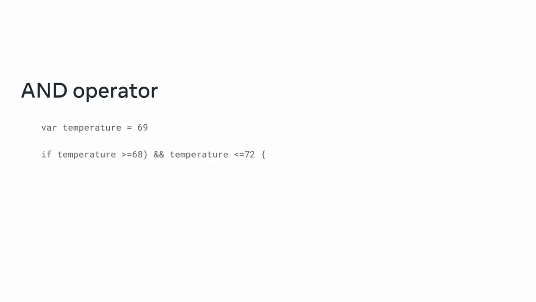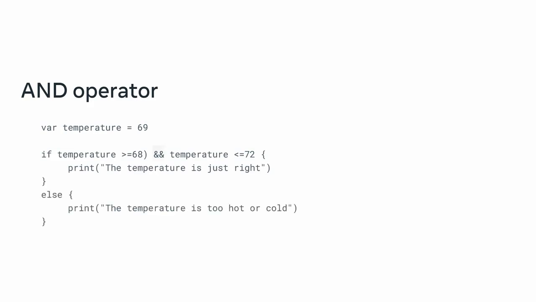Next, you can use the logical AND operator to combine multiple Boolean expressions. You may recall that the logical AND operator returns true if both sides of the expression are true. For example, you can check the range of the temperature of water and print the result using an if-else statement. First, you write var temperature to declare the variable and then assign it a value of 69. Then you check if temperature greater than or equal to 68 and temperature less than or equal to 72, print the temperature is just right, else print the temperature is too hot or too cold.